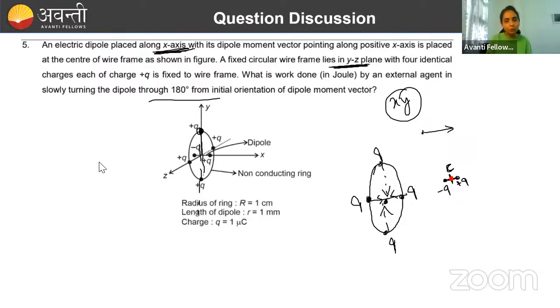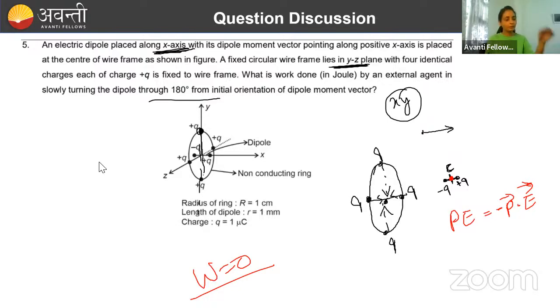Then if electric field is 0, like initially what will be the potential energy of dipole? Minus P dot E. E is zero now, so initial potential energy zero. Finally, in whatever orientation you are taking it to, there also potential energy will be what? Zero. So no work is getting done here. So work done will be here what? Zero. We just needed to understand the diagram, nothing else. यहाँ पे कुछ solve नहीं करना. Got it? Got it, everyone?